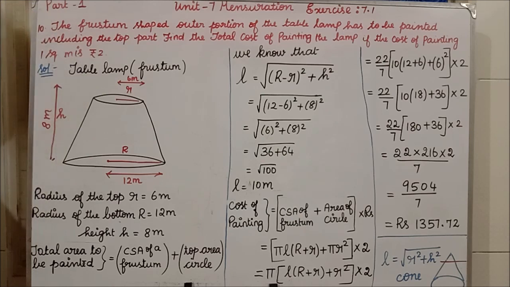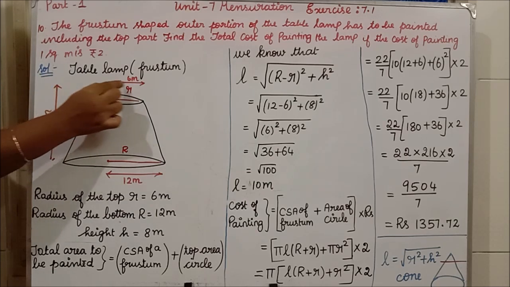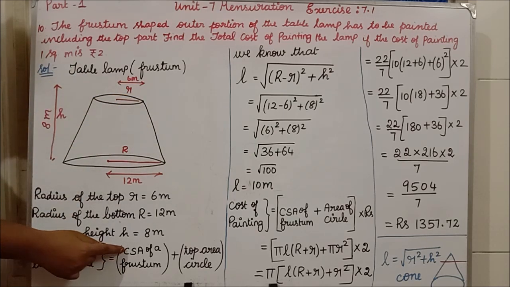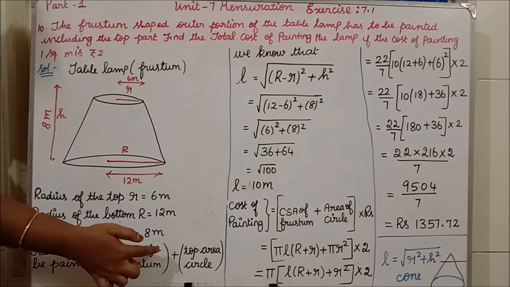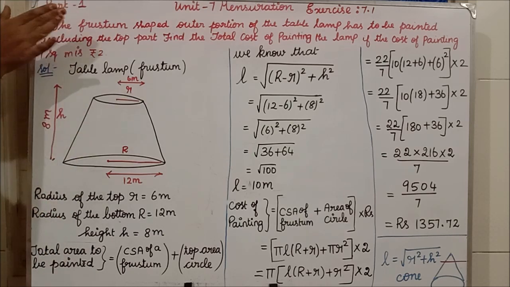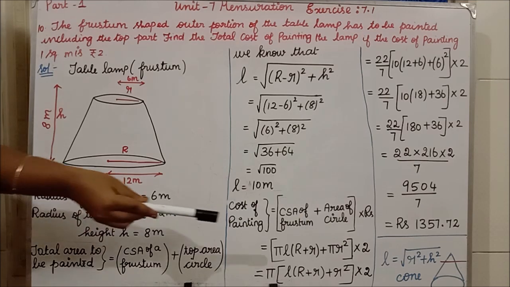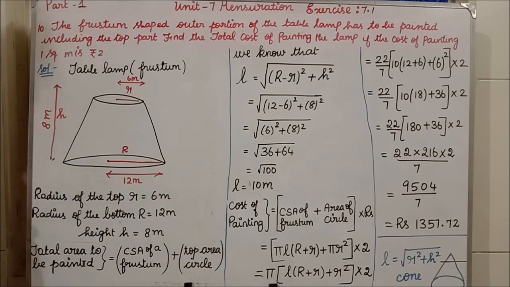Now, what are they talking about in the question? The total area to be painted. We have to paint the curved surface area as well as the top. So I have written curved surface area of the frustum plus top area, the circle. Now, in the formula we need L. The curved surface area of the frustum is pi L into capital R plus small r. For that, we need the slant height. We are given only h, so we need the L value.